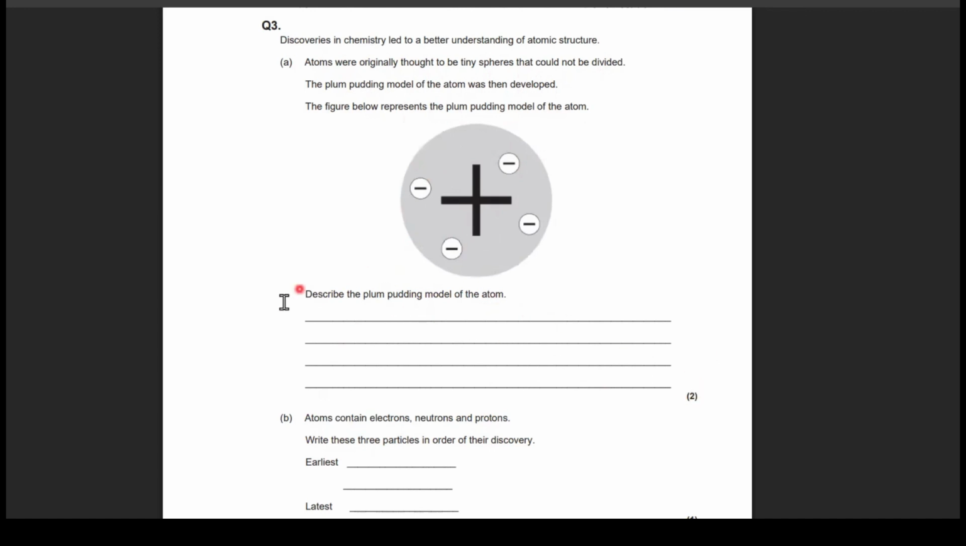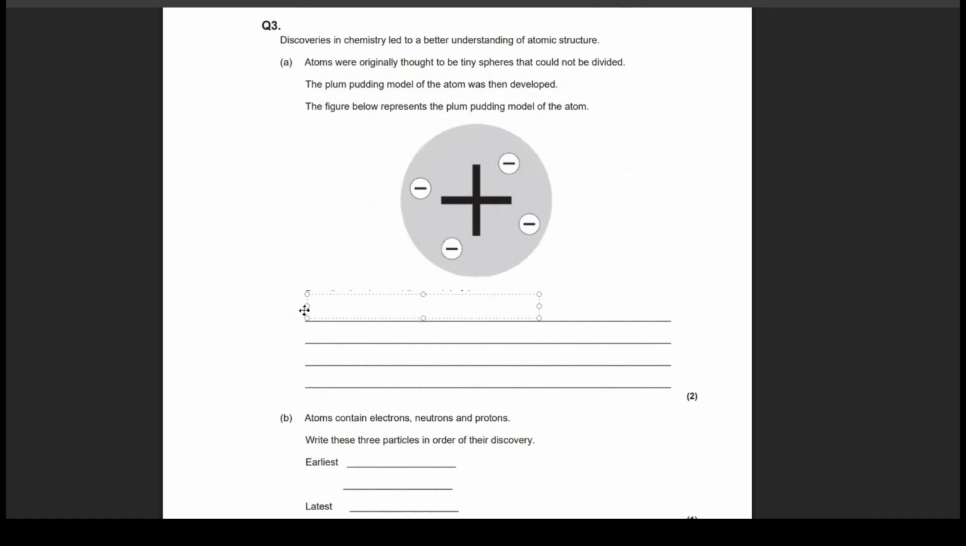Listen, a fantastic way to revise when you're going through these is to get some revision cards and write some of these questions on revision cards and the answers on the back, because they come up again and again in exams, the same questions. And GCSEs are about learning exam technique. So describe the plum pudding model of an atom. Everybody should be able to do this. Grab some paper, grab a pen, write it down. I'm going through the answer.